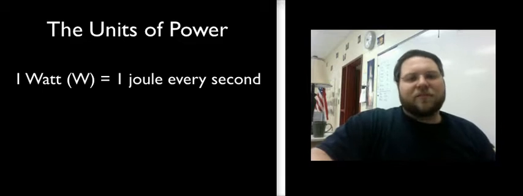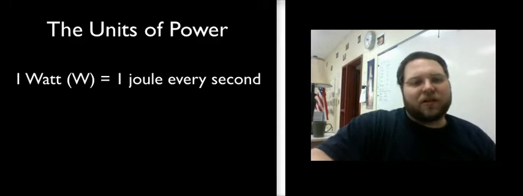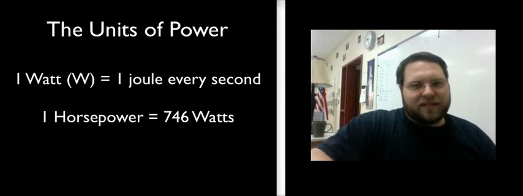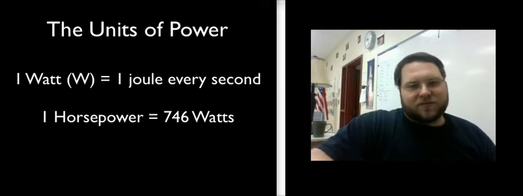So again, 1 watt of power is an object using 1 joule of energy every second, or doing 1 joule of work every second. There's also a second unit that gets used in the United States fairly often. 1 horsepower is equal to 746 watts, or that is, 1 horsepower is using 746 joules of energy every second.